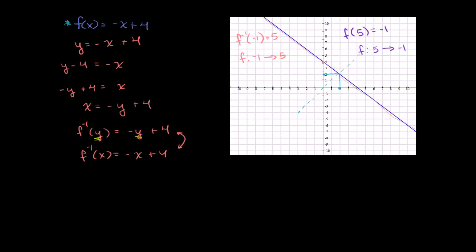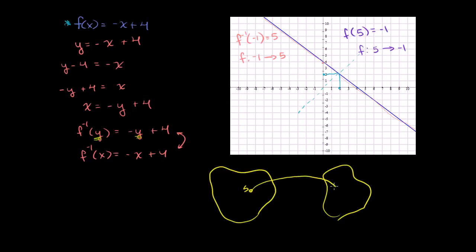So once again, if you think about the sets, there are domains and ranges. So let's say that this is the domain of f. This is the range of f. f will take us from 5 to negative 1. That's what the function f does. And we see that f inverse takes us back from negative 1 to 5, just like it's supposed to do.